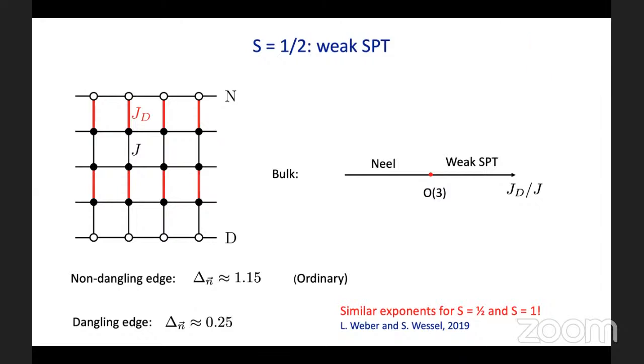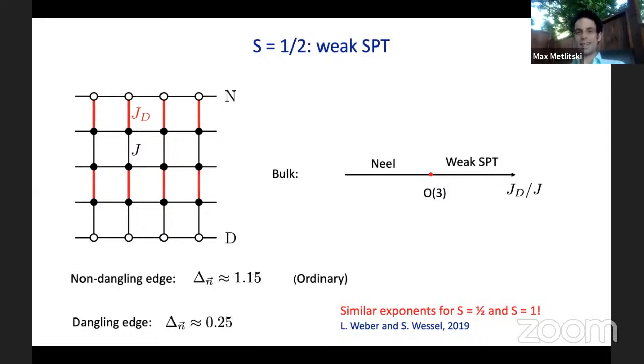So let me make sure. JD over J is T or 1 over T? Which one? Let's see. I think just T, right? Because the paramagnet is the large JD over J. Okay.